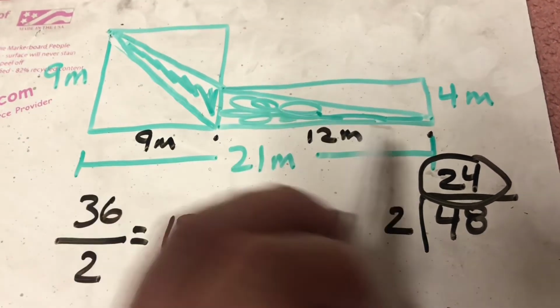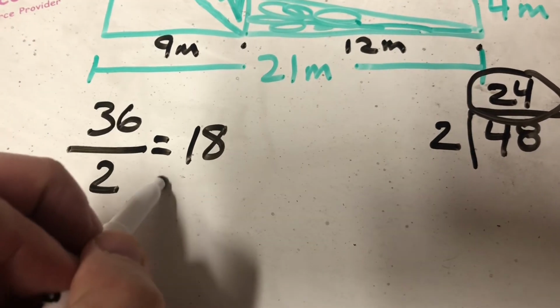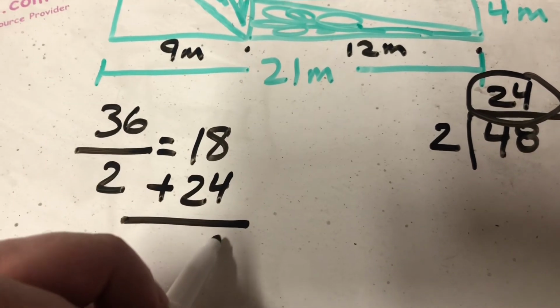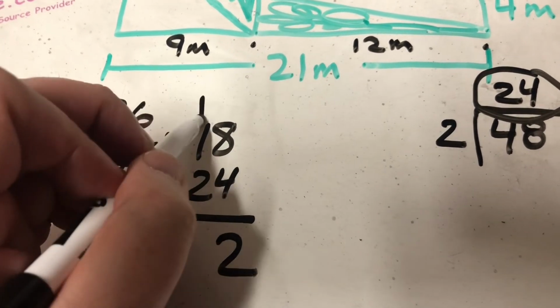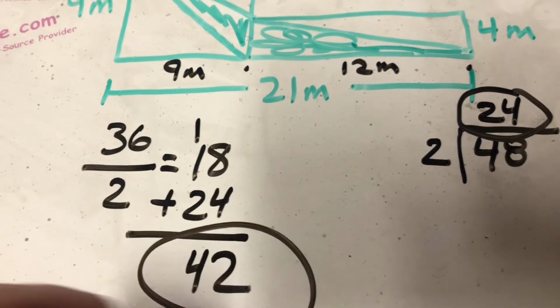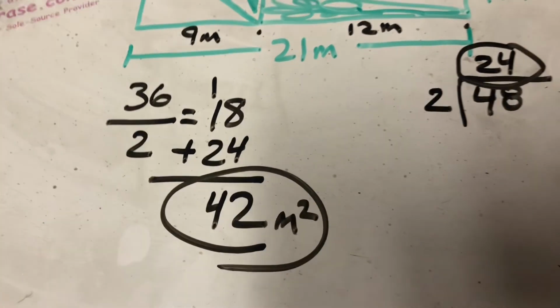This shaded figure has an area of 24 square meters. I need to add those together to find the combined area of the shaded part. 8 plus 4 is 12. Put the 2 down, carry the 1. 1 plus 1 is 2, plus 2 is 4. 42 square meters for the entire part.